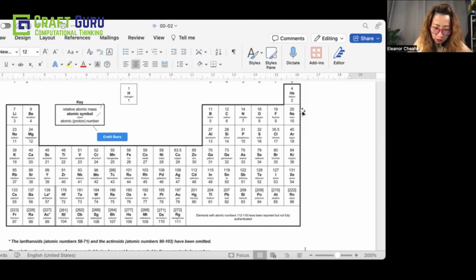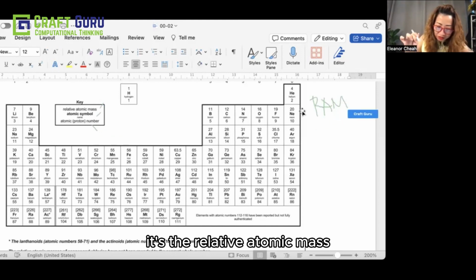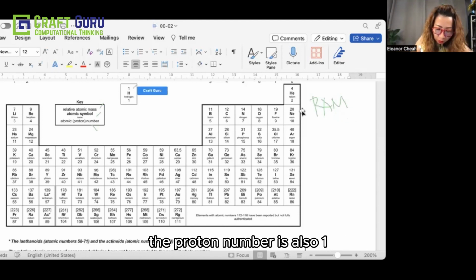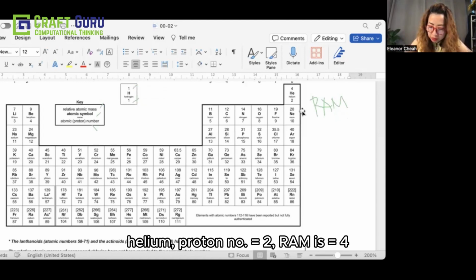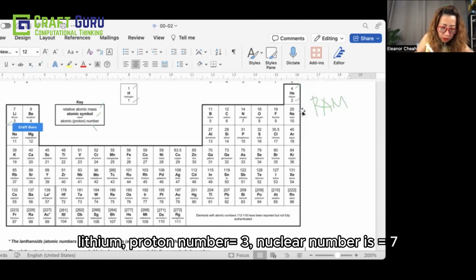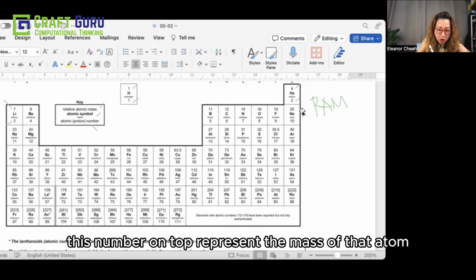For hydrogen, the relative atomic mass, or in short we call RAM. It's not the computer memory, it's the relative atomic mass. That means the mass of this atom. For hydrogen it is 1, the proton number is also 1, meaning hydrogen has no neutron. Helium, proton number 2, RAM is 4, that means it has 2 neutrons. Lithium, proton number 3, nucleon number is 7, that means it has 4 neutrons, and so on. This number on top represents the mass of that atom.